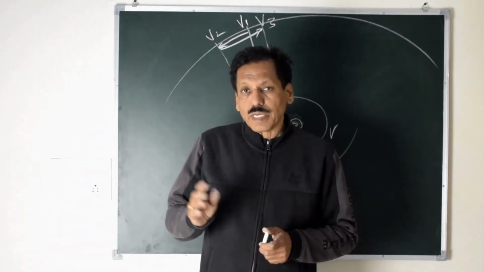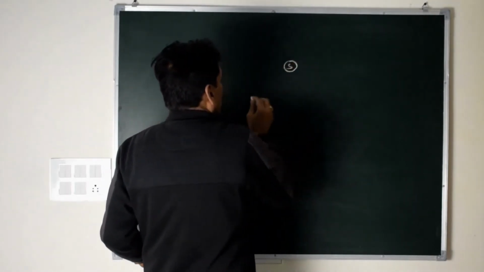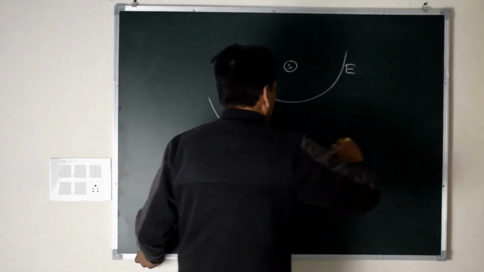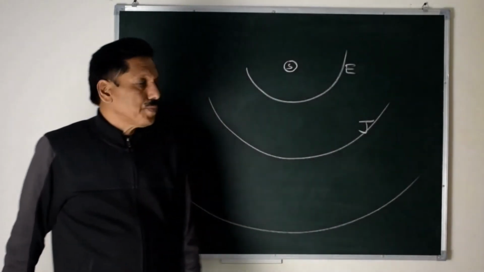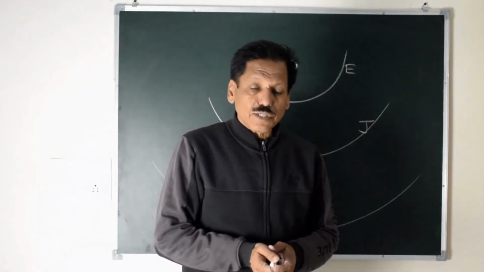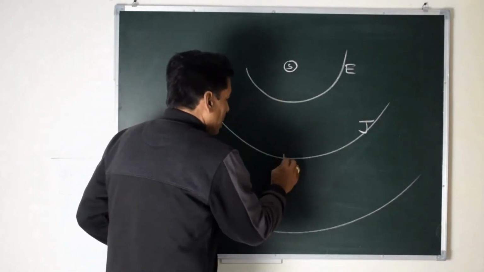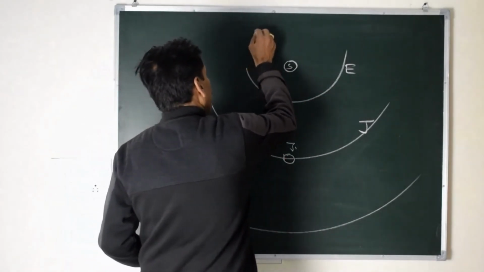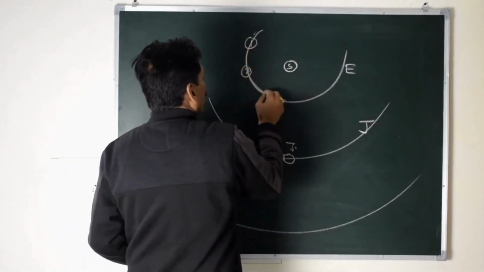Now let us see what happens in the case of Jupiter. This is the Sun, orbit of Earth, orbit of Jupiter, and the celestial sphere. Because Jupiter's sidereal period is much more than the Earth's sidereal period, for a small period of observation we'll assume that Jupiter is fixed here and it is only the Earth which is moving from position 1 to 2 to 3.